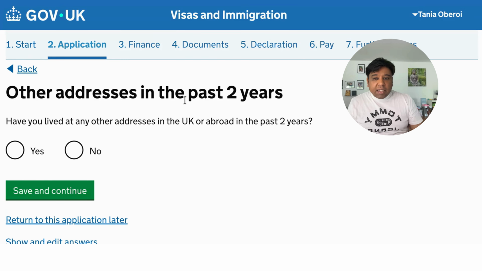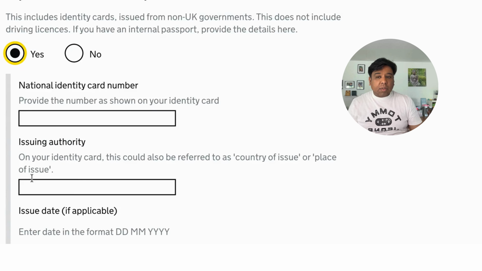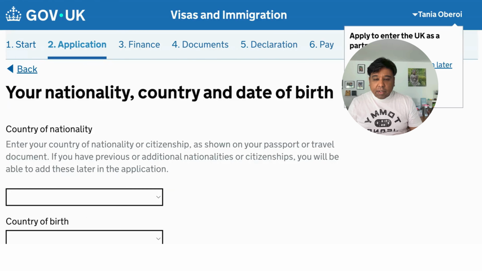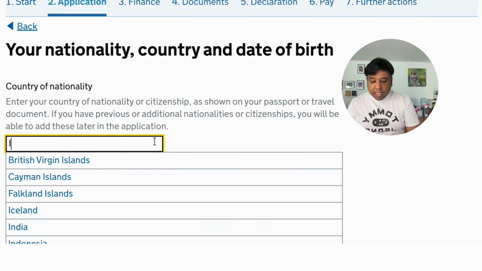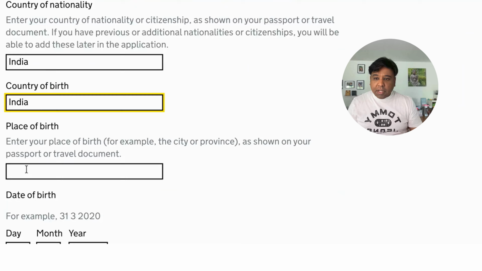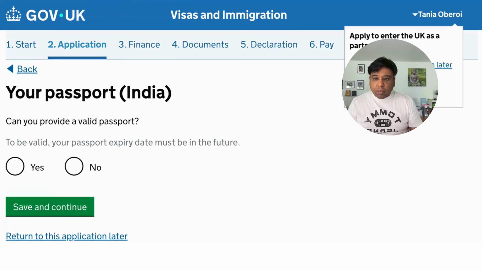So any other addresses in the past 2 years? If the answer is yes, please fill up the address. If the answer is no, click no. Do you have a valid national identity card? Here you can put your Aadhaar card or any other card that actually belongs to you in your country. Or I'm going to give the number and I say Republic of India or Government of India. And now you need to mention your nationality, country of birth, say for example India, place of birth say Mumbai, date of birth 1st of January 2000, you were born.